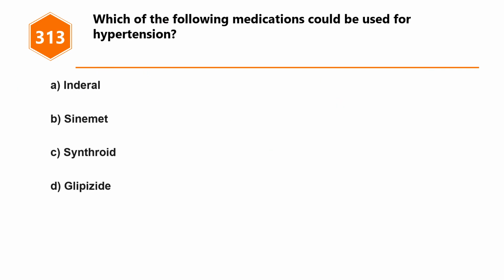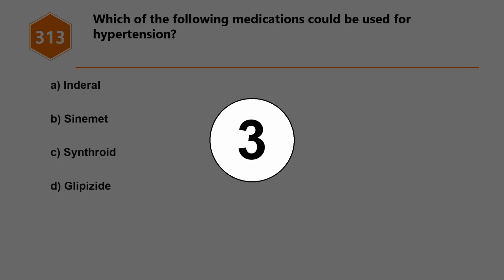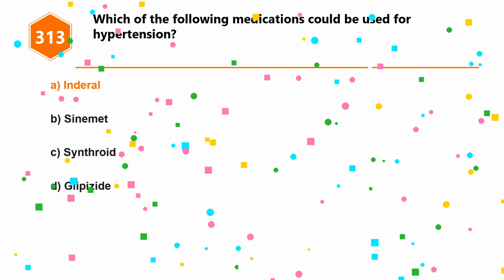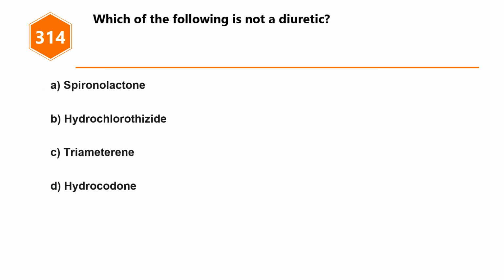Question 313. Which of the following medications could be used for hypertension? Option A, Inderal. Option B, Sinemet. Option C, Synthroid. Option D, glipizide. The correct answer is option A, Inderal. Question 314. Which of the following is not a diuretic? Option A, spironolactone. Option B, hydrochlorothiazide. Option C, triamterene. Option D, hydrocodone.